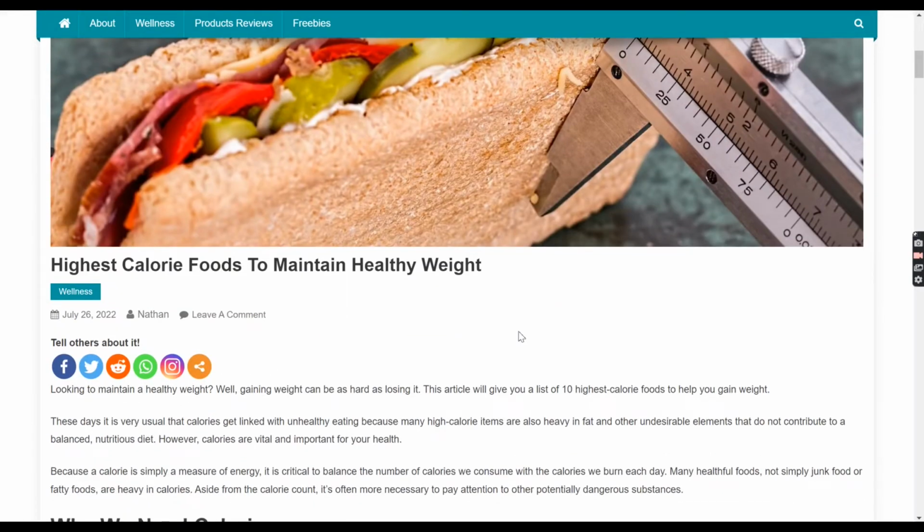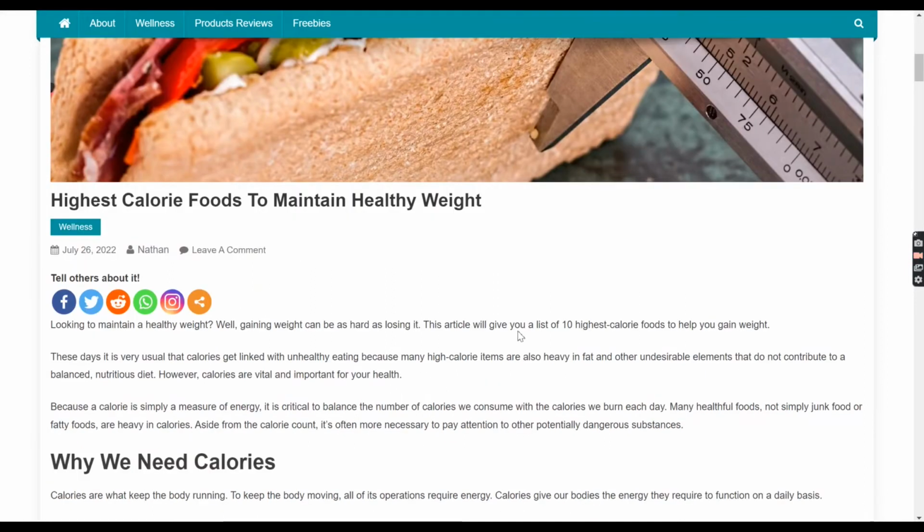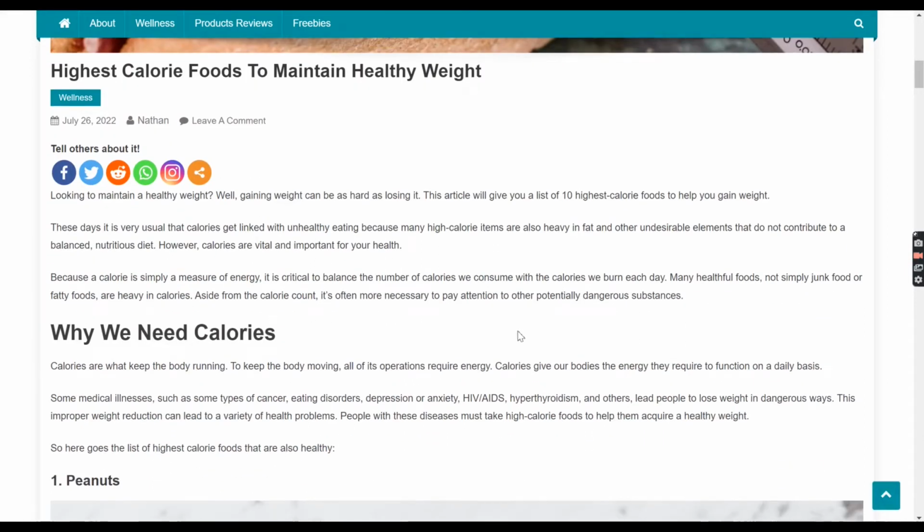These days, it is very usual that calories get linked with unhealthy eating because many high-calorie items are also heavy in fat and other undesirable elements that do not contribute to a balanced, nutritious diet. However, calories are vital and important for you because a calorie is simply a measure of energy. It is critical to balance the number of calories we consume with the calories we burn each day. Many helpful foods, not simply junk food or fatty foods, are heavy in calories. Aside from the calorie count, it's often more necessary to pay attention to other potentially dangerous substances.